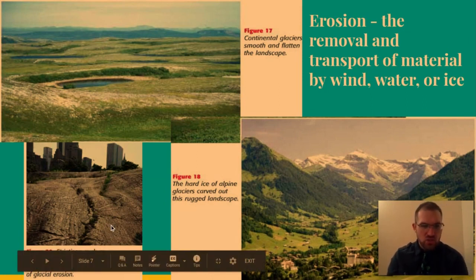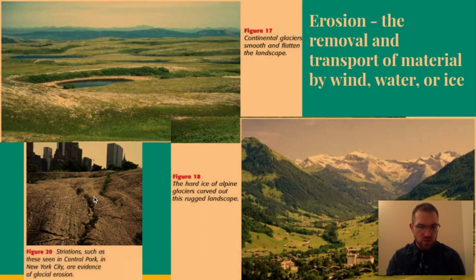You can actually see in certain places, this is in New York over here in Central Park, you can see these striations or these lines in the ground, and that comes from the glacier, which is on top, carrying those pebbles and rocks on the bottom and scraping along, digging in those deep striations.